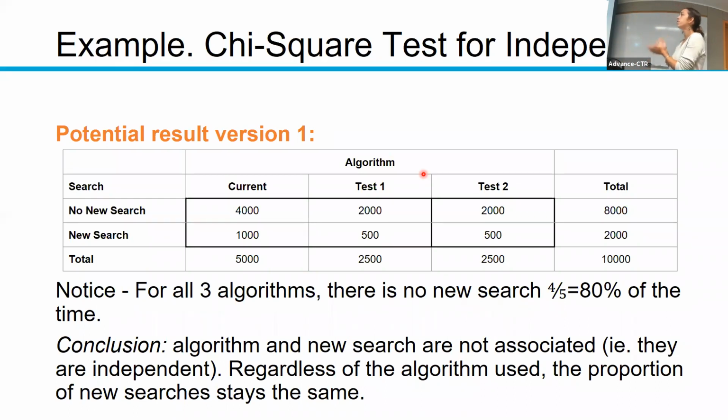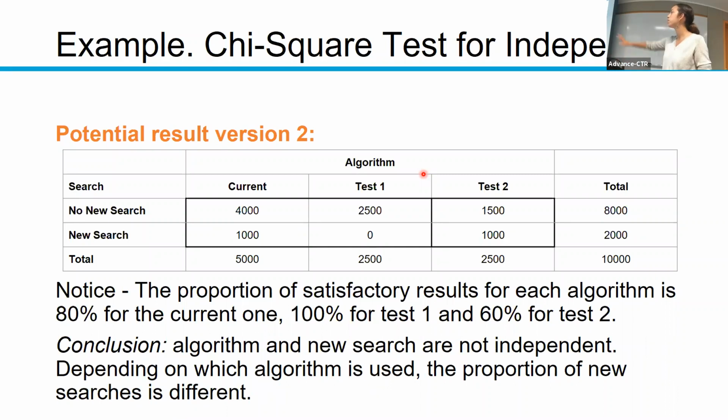So if this were our results and we were Google, we would say it seems like all of these algorithms have the same user satisfaction. And that's an important thing to know because that might motivate us to just keep things as they are, because there's not really any motivation to changing things.